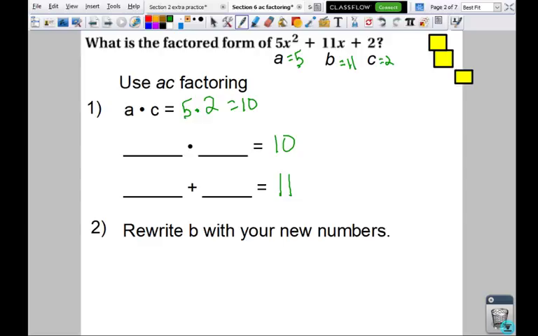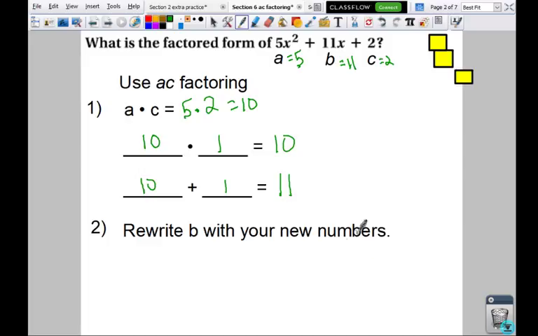Did you say 6 and 5? 6 times 5 is not 10. No. 10 times 1. Let's do 10 times 1. Ooh, this guy got it. So 10 times 1 is 10. 10 plus 1 is 11. So we got our two numbers.